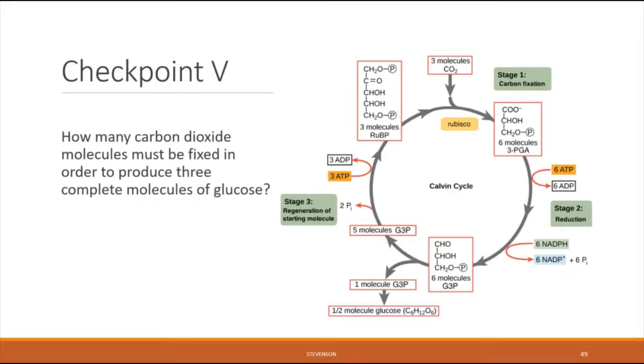Knowing that, I want you to tell me how many carbon dioxide molecules must be fixed, must undergo carbon fixation, in order to produce not 1, not 2, but 3 complete molecules of glucose. How many times would you have to run the cycle to make 3 complete molecules of glucose? And how many CO2 molecules are fixed through each run in the cycle?